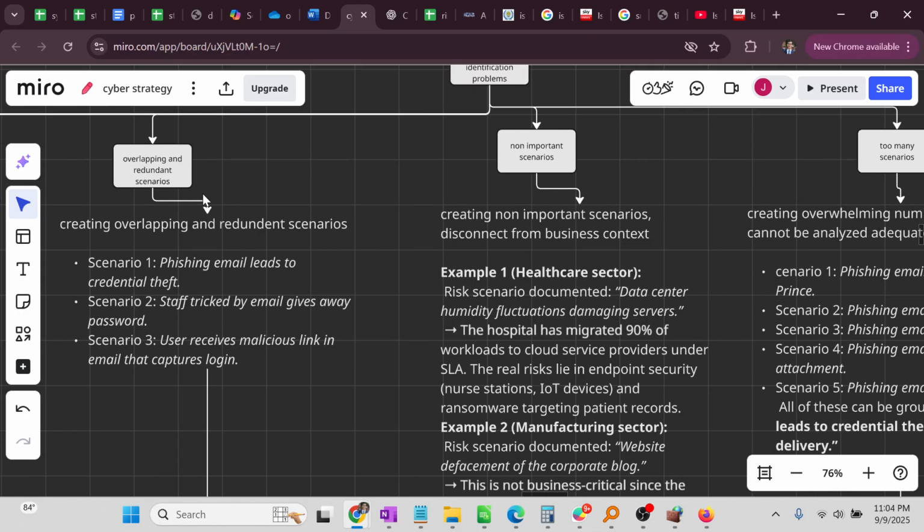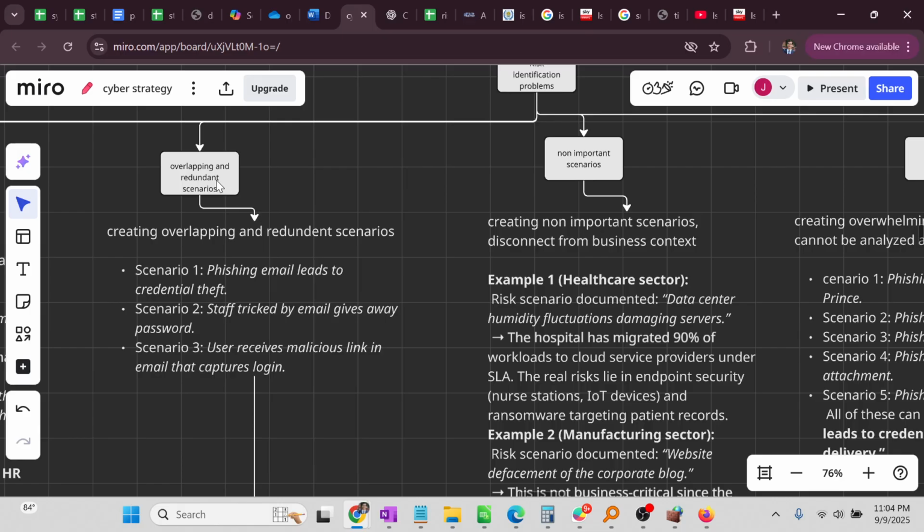This is one problem. This is actually an important problem. Overlapping and redundant scenarios. You need to make sure that scenarios are unique. They are not redundant.